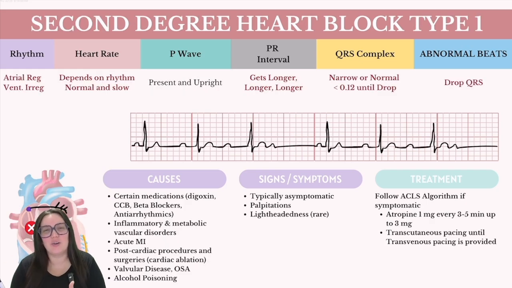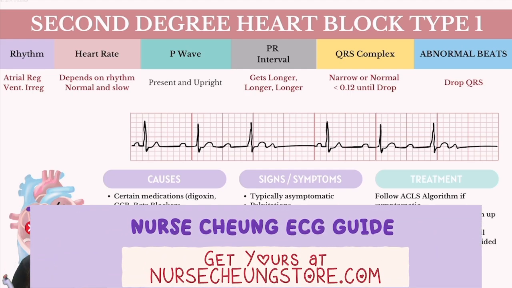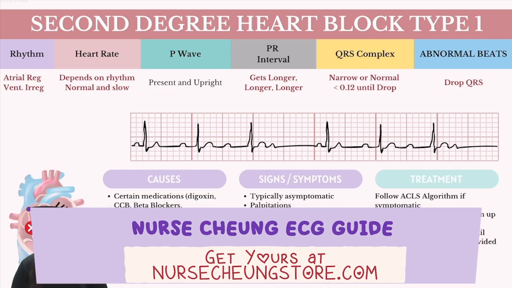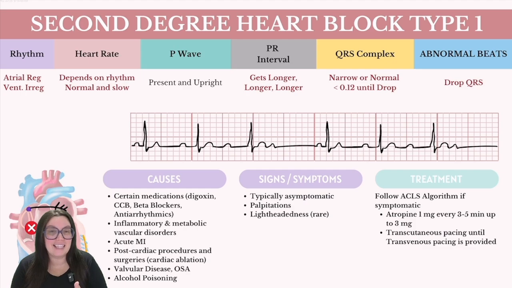Next up, we have second-degree heart block type 1. This is the first type of heart block where you are not going to have to identify the underlying rhythm. So what is a second-degree heart block type 1? Well, it's also known as a Wenckebach block or a Mobitz type 1, and it's characterized by a progressive lengthening of our PR intervals followed by a dropped beat.